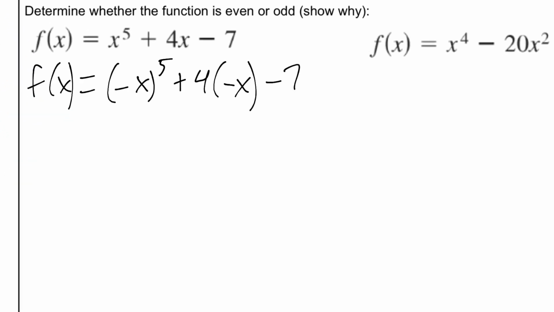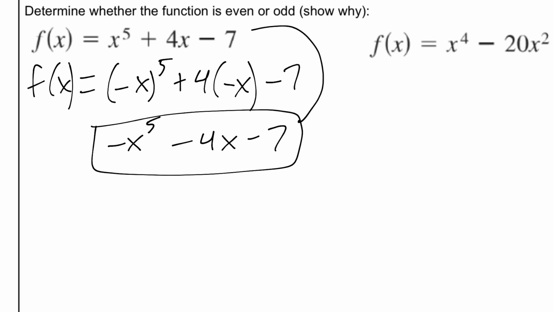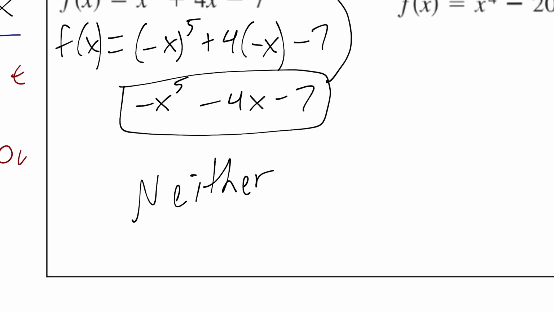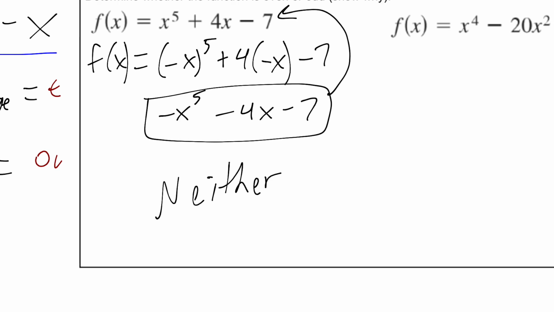Here I plugged in a -x wherever there was an x. If I resolve the negative, it looks like this. And if I compare this to my original, the first two terms are opposite, but the last one is not. So this one is not actually odd. We would call it neither. It turns out there's symmetry, but it's not about the origin. It's about this point -7.